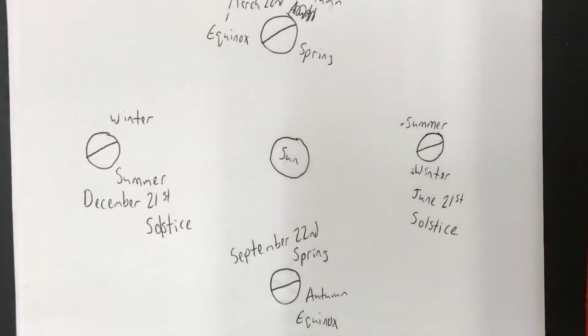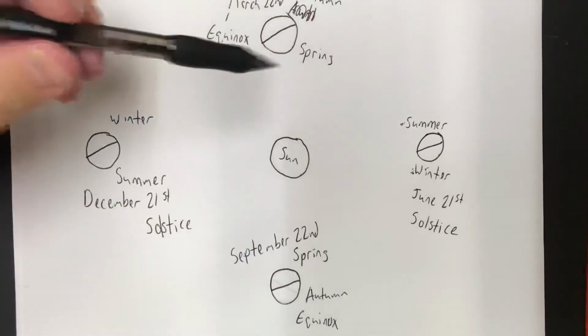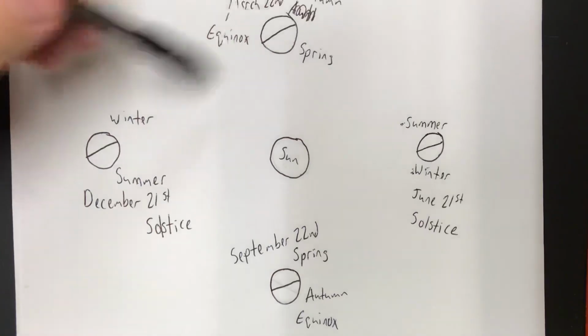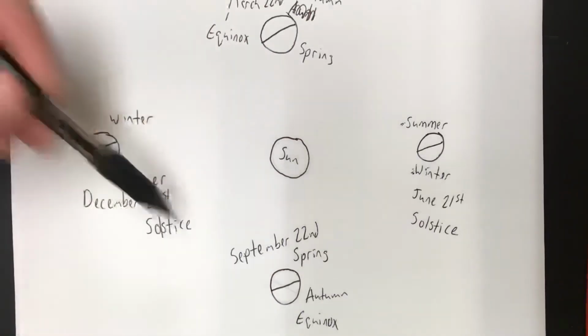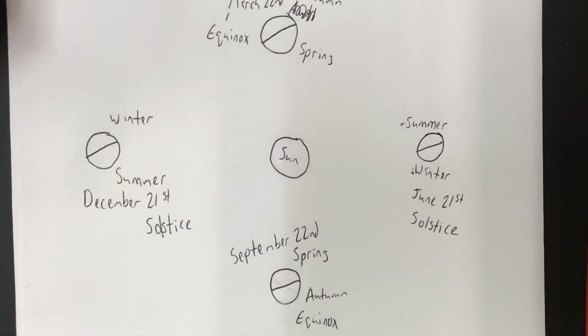So anyways, the most important part that you need to know about the seasons is what causes the seasons: the tilt of the earth. The days get longer as the hemisphere is tilted towards the sun, days get shorter as the hemisphere is facing away from the sun.